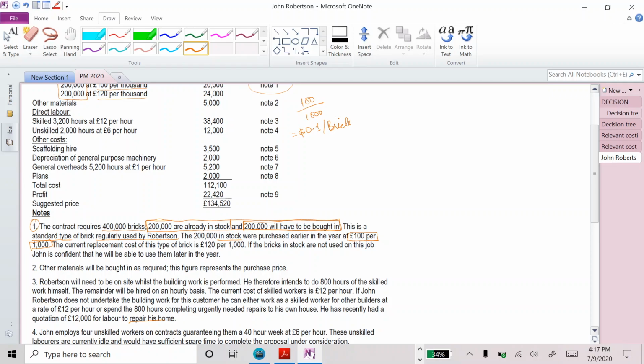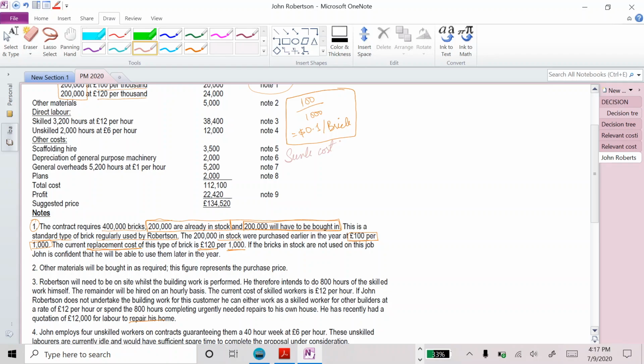The current replacement cost of this type of brick is 120 per 1,000, right? Replacement cost is basically the market price. So the question is saying that if you now go and buy that brick, it will cost you around 120 per 1,000. So the 100 cost is the cost which has already been spent in the past. Whatever cost you have already spent in the past is an irrelevant cost. Why? Because this is a sunk cost.